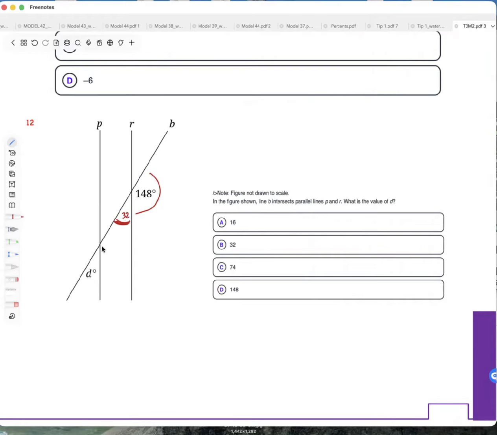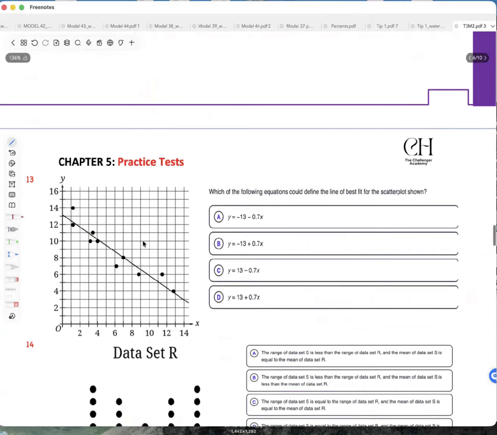We have two parallel lines, and line B is a transversal. So the measure of this angle equals the measure of this angle because both angles are corresponding. So this angle measure is also 32. The answer is B. Let's move to the next question, question 13.